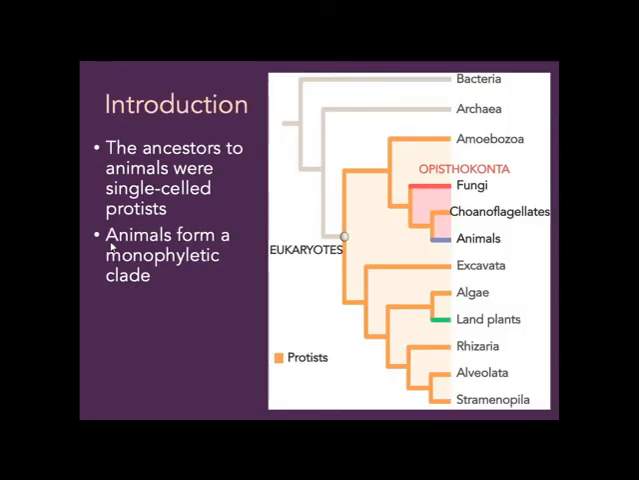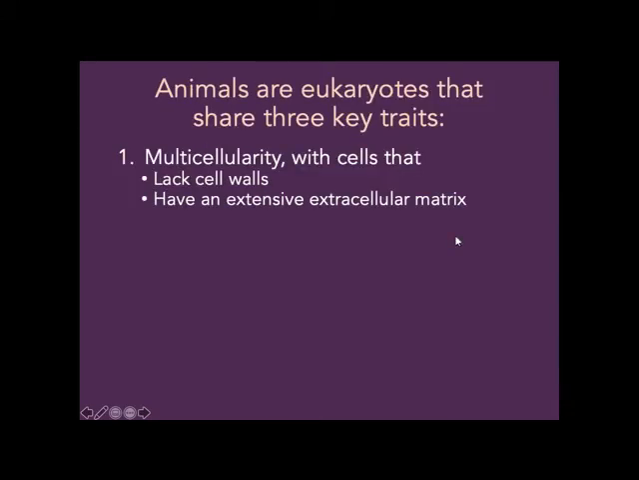All right, so where do we leave off? We talked about the fact that the ancestors to animals were single-celled protists. Okay, so this tree we already looked at before, I think. So this is the clade that is eukaryotes, and within the eukaryotes are several lineages of protists, right? And then that one clade, the Opisthokonta, gave rise to the lineage of animals, okay? So protists are a paraphyletic group. Animals, though, are just this one branch. They're a monophyletic clade. Animals are eukaryotes that share three key traits with one another.